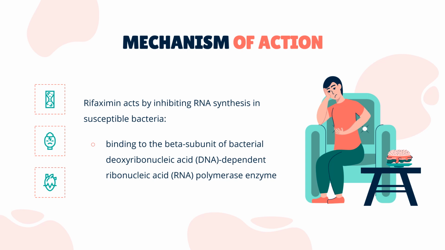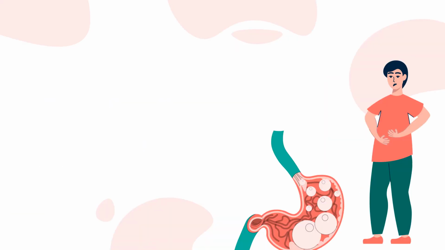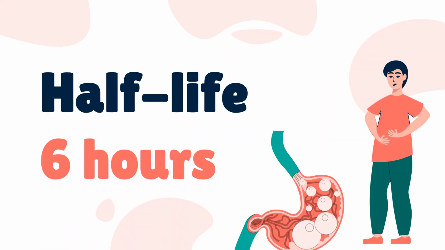Mechanism of action. Rifaximin acts by inhibiting RNA synthesis in susceptible bacteria by binding to the beta subunit of bacterial deoxyribonucleic acid, DNA, dependent ribonucleic acid, RNA, polymerase enzyme. This binding blocks translocation, which stops transcription. Half-life. Approximately 6 hours.